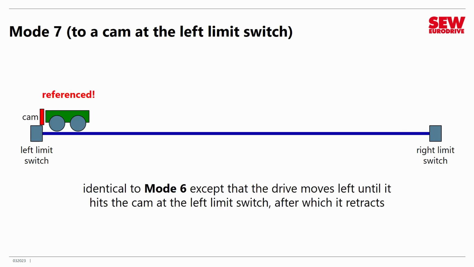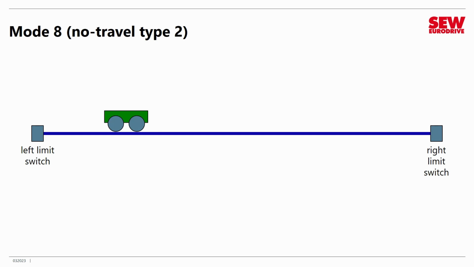Mode 7 is the same thing. It's just on the other end. It's identical to mode 6. Again, travel direction's the opposite, and the cam is in the other position, but it's the same. So mode 6 and 7 form a pair. And now here's our last referencing mode.